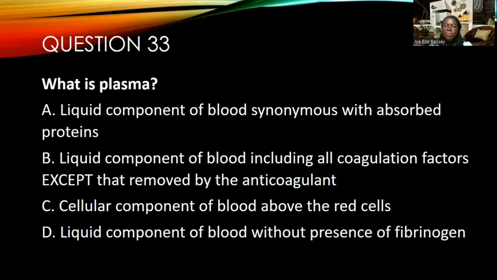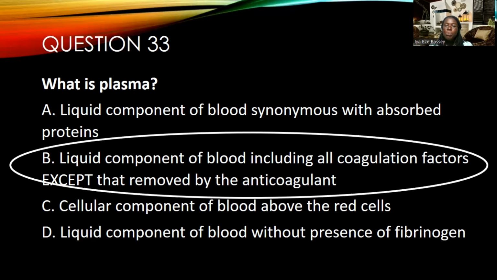What is plasma? I would choose liquid component of blood, including all coagulation factors, except that which is removed by the anticoagulant. There are different types of anticoagulant. Some of them are known to chelate calcium, which is very important for coagulation. Some of them are known to inhibit the action of fibrinogen. I think that is like lithium heparin. Some of them are known to do different other types of things. So whatever anticoagulant you're using produces plasma, which is the liquid component of blood that has all the coagulation factors except that which has been removed by the anticoagulant.